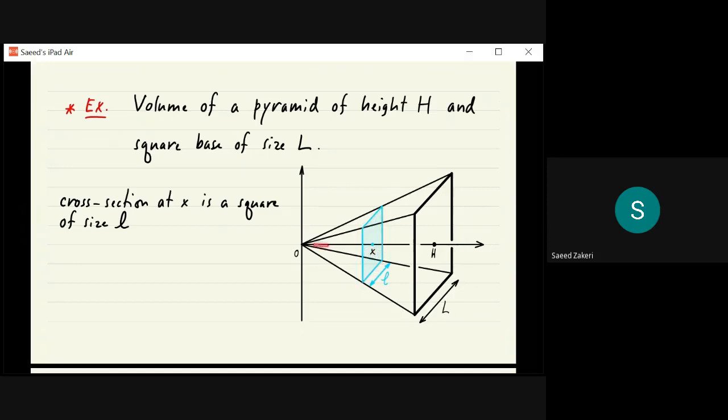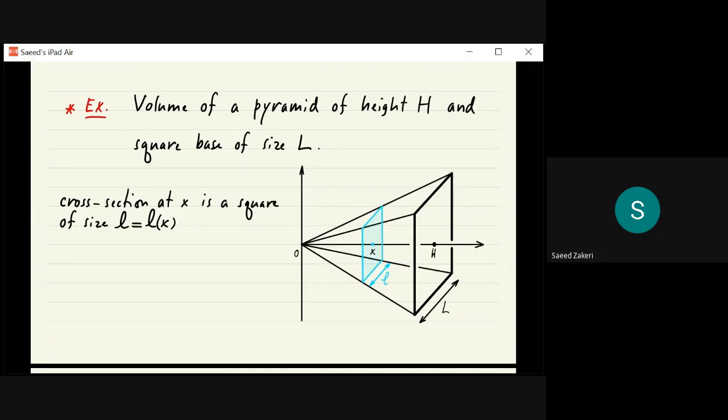If x is very close to 0, that size is very small. If x is very close to the base, that size is nearly capital L. So whatever this little l is, this is like a function of x. It changes with x, with the property that if x is 0, this little l is 0. If x is capital H, the little l will be big L. So how am I supposed to find little l?